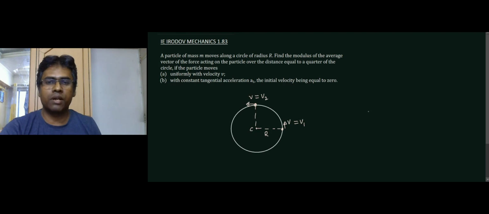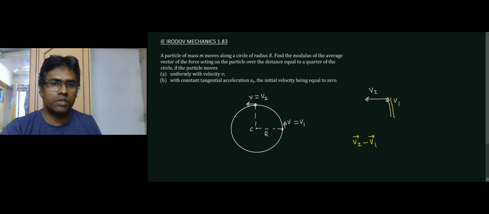Now if I draw the vector triangle, the initial velocity is pointing vertically upwards and the final velocity is pointing horizontally, so that is v2. The change in velocity will be v2 minus v1. If I take minus v1, it would point in the other direction. So this is the minus v1 vector, and v2 minus v1 vector will be pointing in this direction.